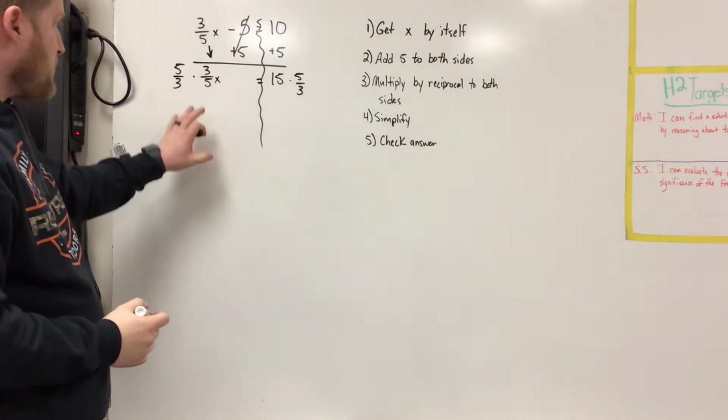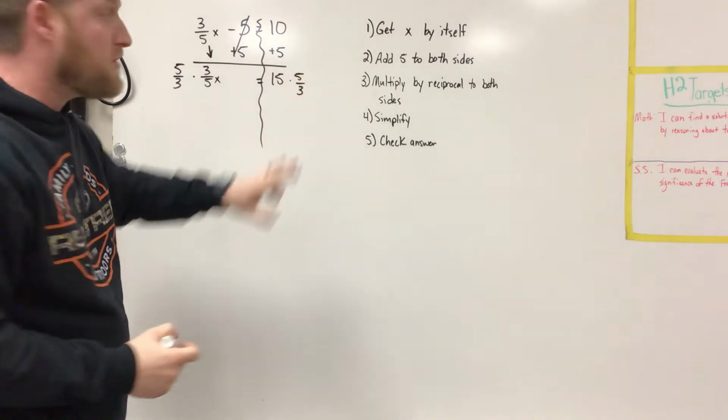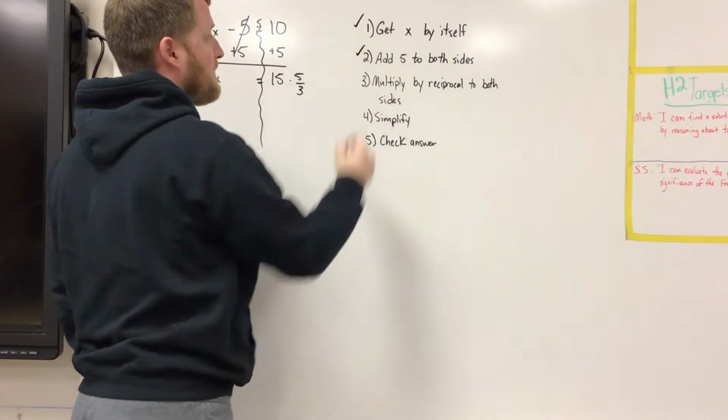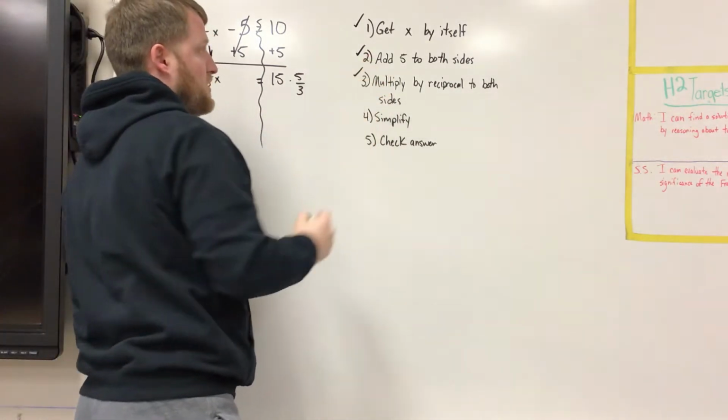So let's go ahead and simplify both of these sides. Well, I guess what we should do, go ahead and mark off our list here. So we got x by itself. We added 5 to both sides. And then we just multiply by the reciprocal to both sides as well, okay?